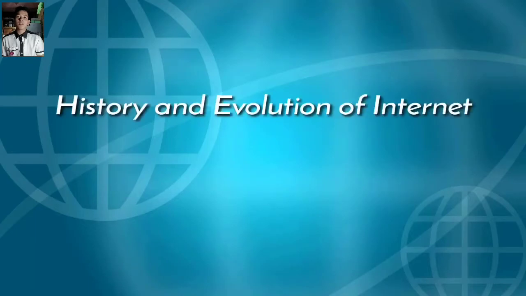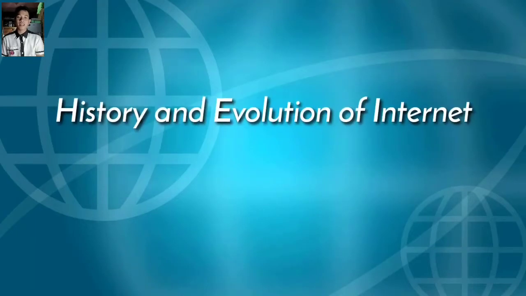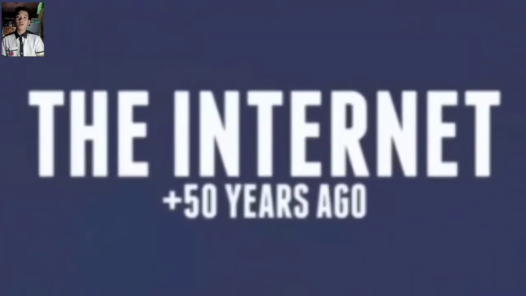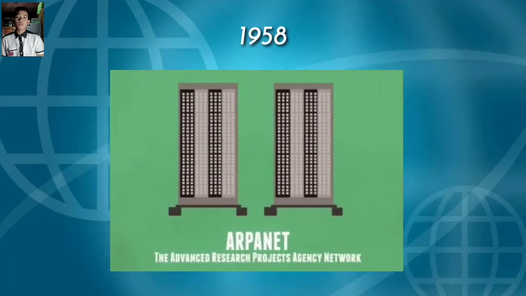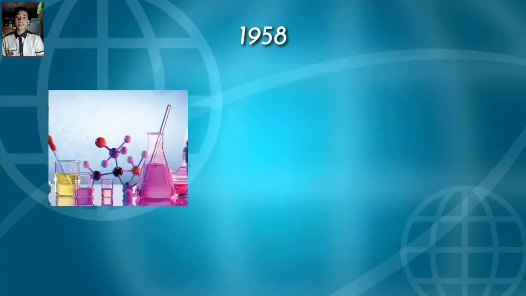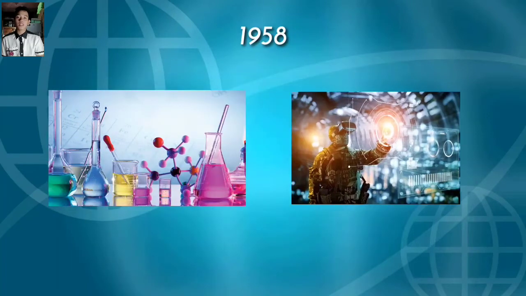And now, we will go back in time to discover the history and evolution of the Internet. The Internet started over 50 years ago, and in 1958, the Pentagon's Advanced Research Project Agency, or ARPA, was established by the U.S. Department of Defense to make the U.S. leader in scientific and technological military operations.